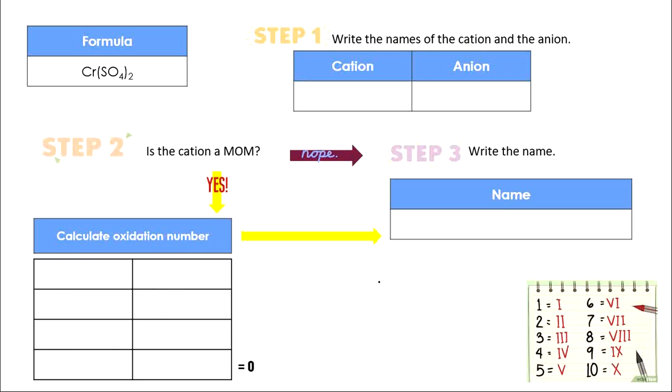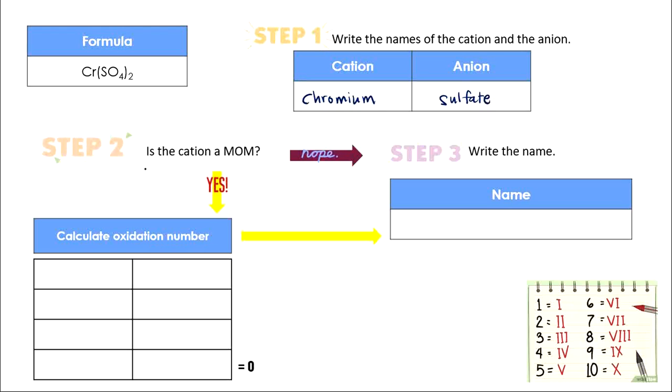Now let's look at an example where we are given the formula and we need to write the name. Again, you'll notice that the 3 steps are similar to the last time we talked about ionic compounds. So we're going to write the name of the cation and the anion. So Cr is chromium and SO4 is sulfate.